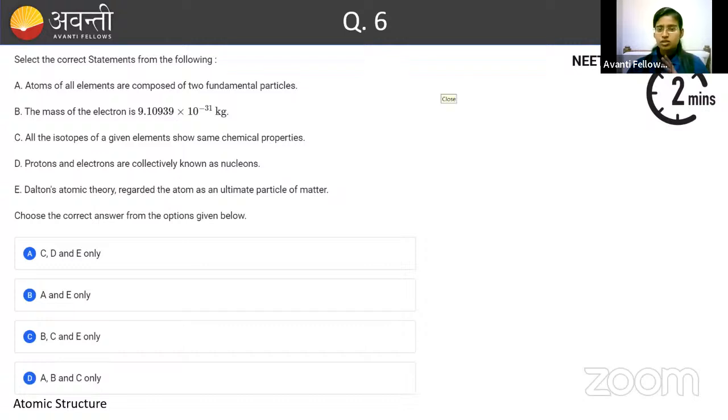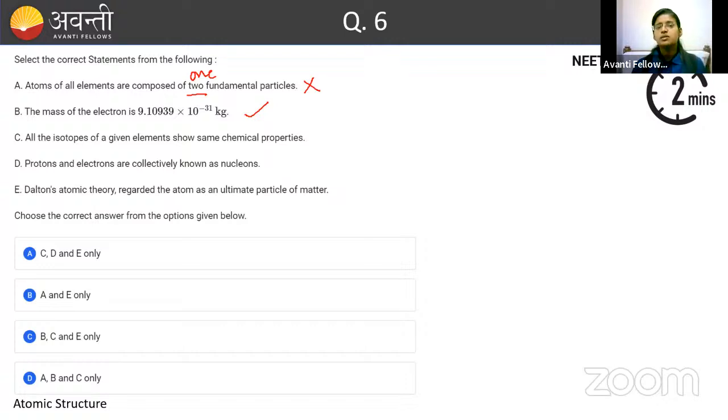Great, you guys are doing really great. Your options are correct. But give me the answer, why option A is incorrect. Atoms of all the elements are composed of not 2 fundamental particles. It is composed of only 1 fundamental particle. So that is why statement A is incorrect. And next, coming to statement B. The mass of the electron is 9.1 into 10 to the power minus 31 kilogram. So that is the constant value, and you might have studied in the tabular column that the mass of the electron is 9.1 into 10 to the power minus 31 kg, and it is correct.